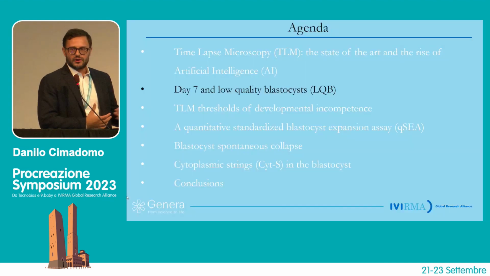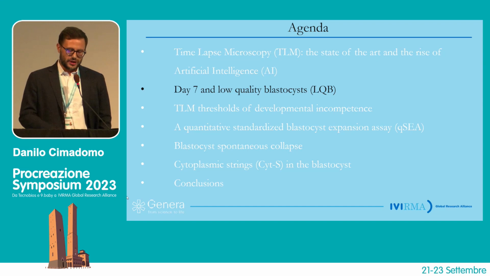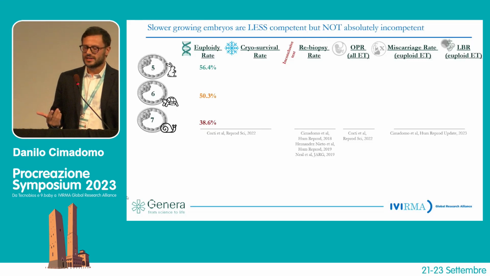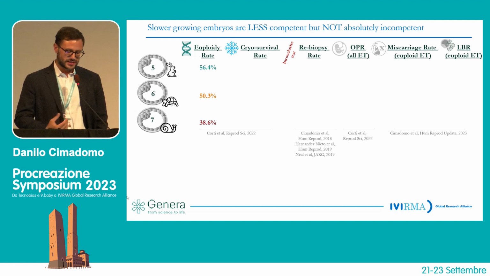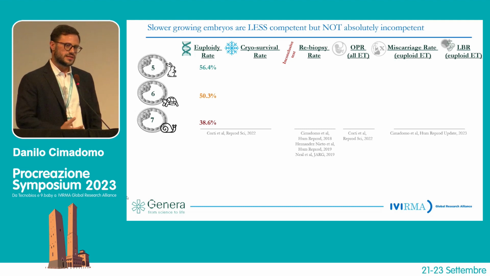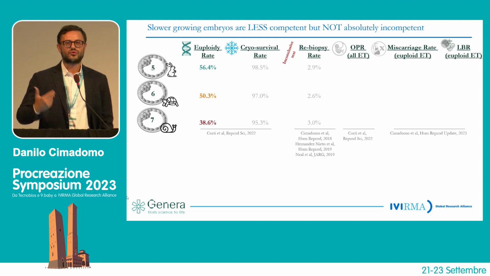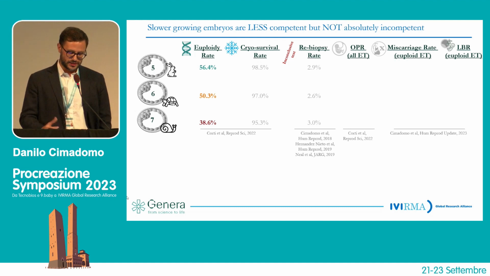What did we do across the last 2-3 years, trying to apply artificial intelligence to time-lapse? First thing, day 7 and low-quality blastocysts. The background related to day 7 blastocysts told us that as you move from day 5 to day 6 or day 7, there is a decrease in the euploidy rate of these embryos. Cryosurvival rate is pretty much similar, as well as the risk of not having a diagnosis when you perform PGT.